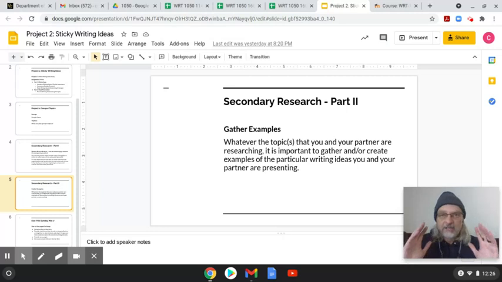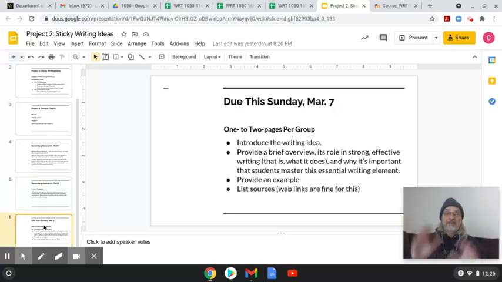I'm not overly concerned about MLA formatting. We're not there yet. We're in the brainstorming and pre-writing stage. We're just collecting information and starting to draft as we collect it. As you're putting that information together, it should be just one to two pages. You'd have what we have so far for introducing the writing idea.